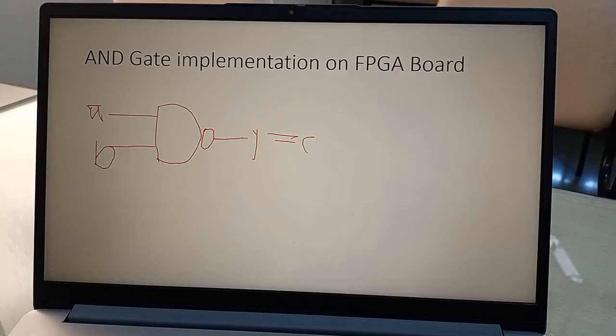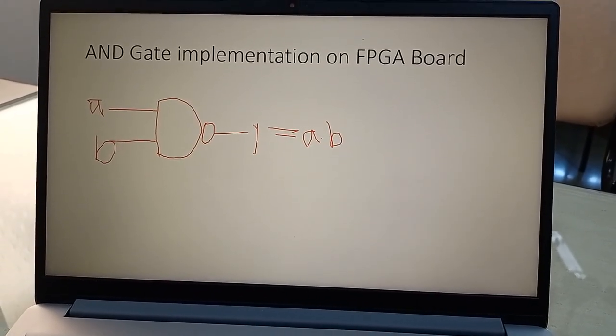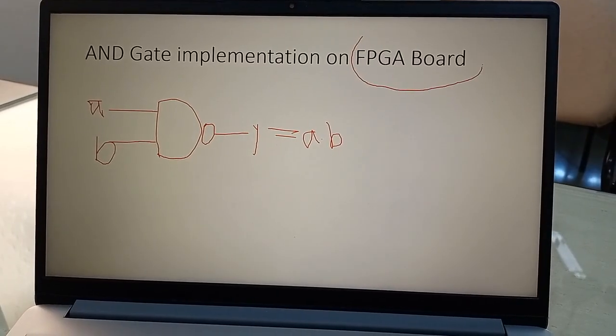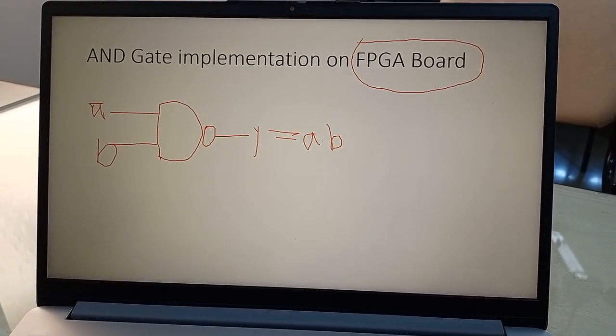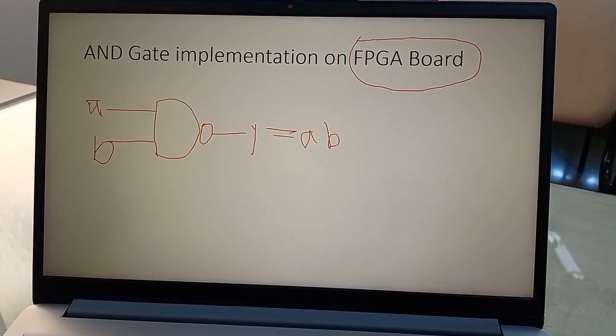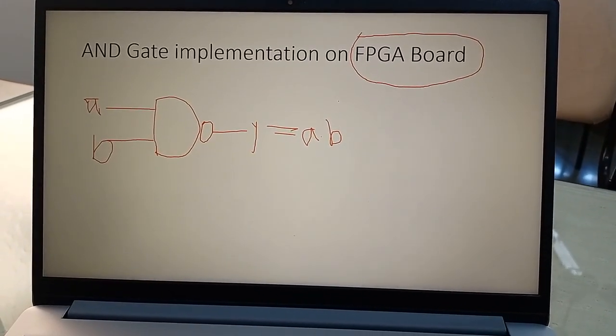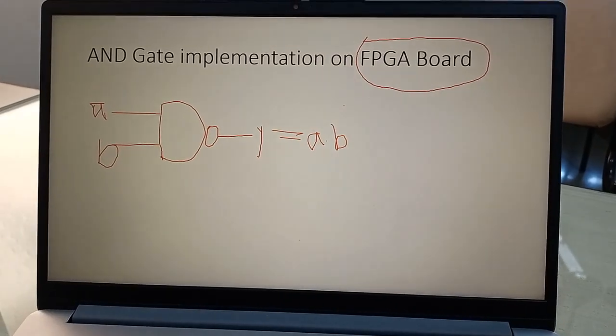So how can we write the programs? When we are going with the FPGA board, you can implement the AND gate using Verilog HDL. Here we first check the hands-on Verilog, and after that we will check how we can implement it on the FPGA board.